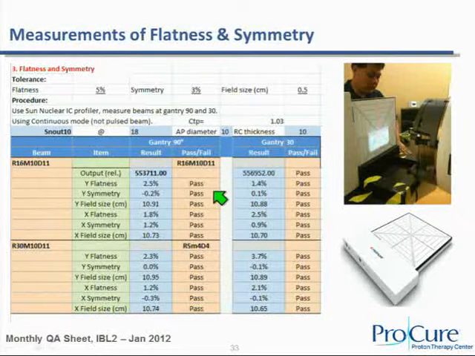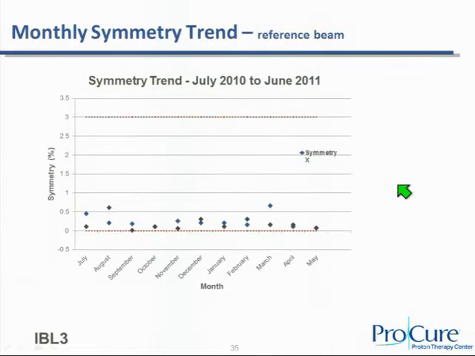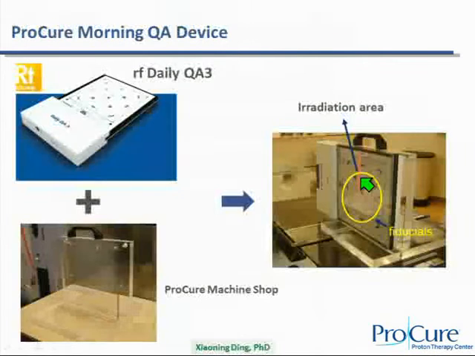And what I'm showing here is a spreadsheet from our monthly QA showing the use of the IC profiler and measuring the X and Y field sizes, the symmetry and flatness, and these are our criteria showing that for this particular month QA it passed fine in one of our inclined beams. This is a trend of flatness for the same period, showing very consistent flatness within 2%. Symmetry is pretty tight, within 1%, using the same device.